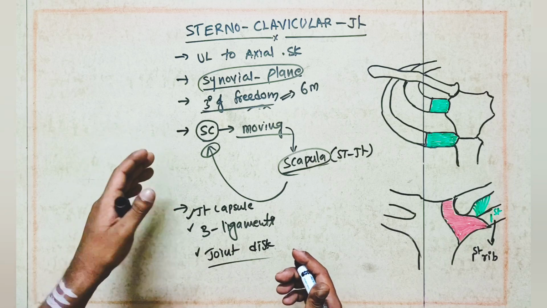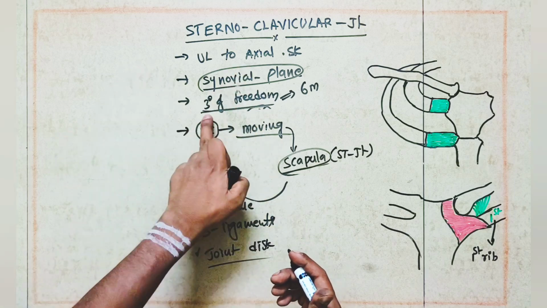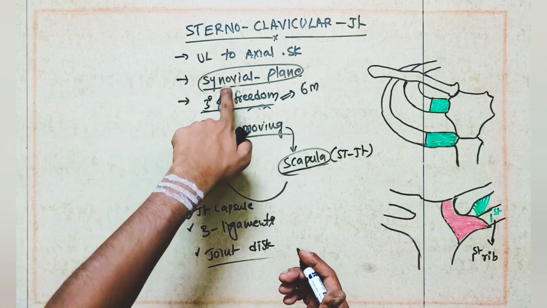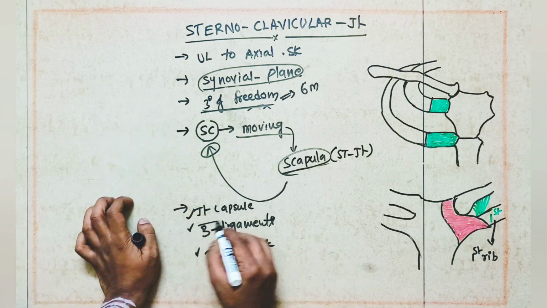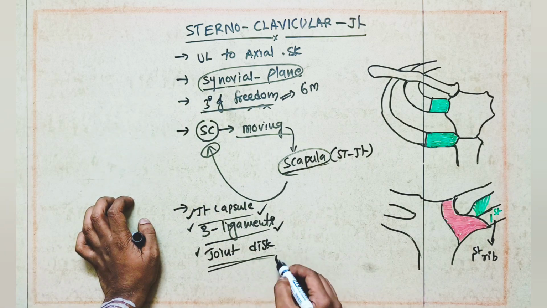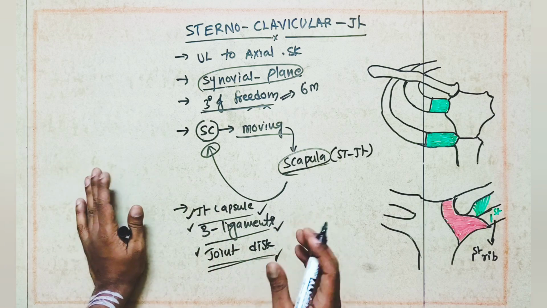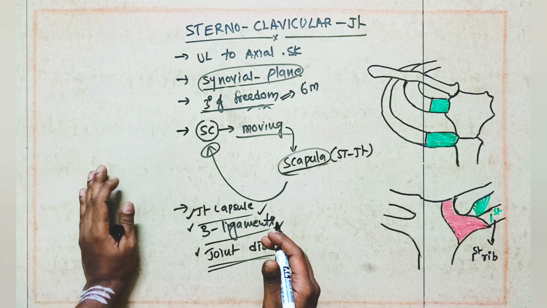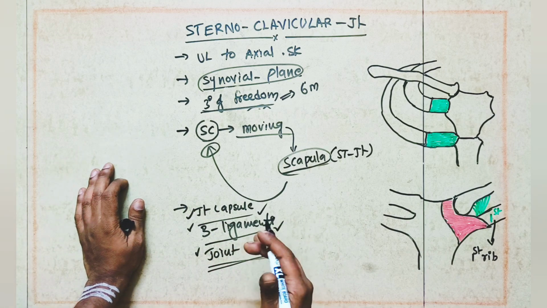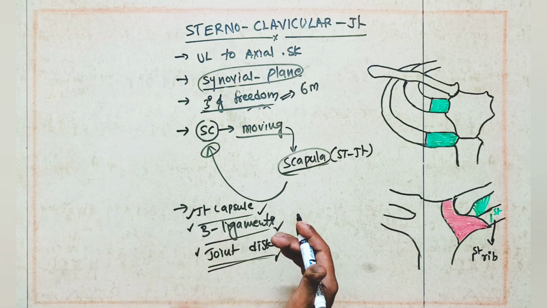This is the anatomical joint, and it is synovial. Synovial means freely movable joint. 3 degrees of freedom, total 6 movements will be there. In synovial joints we can see capsules, ligaments for static stability, and a joint disc. It may vary from joint to joint. If you take the shoulder joint, it will not have a disc, even though it is a synovial joint. If you take the TMJ, temporomandibular joint, it has a disc. It is also a synovial joint. This joint also has a disc.